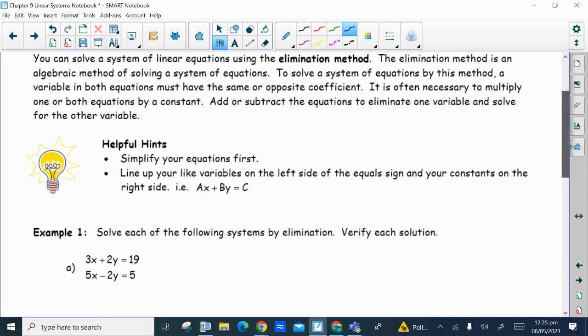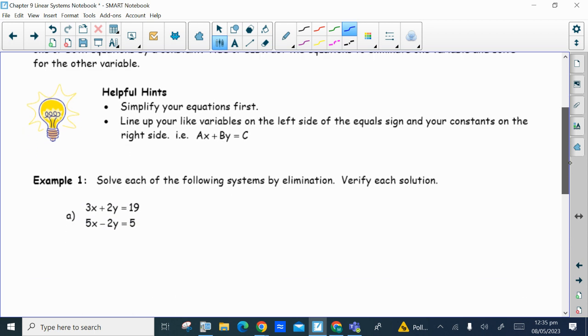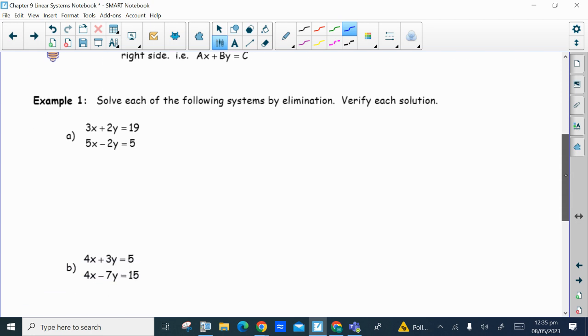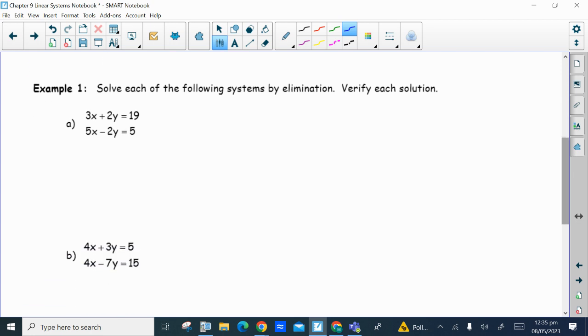So some hints: simplify equations first. Also line up like variables so that the two equations are in the same order. The terms are all in the same order. One suggestion is to put all the x's on one side equal to the constant on the other. You don't necessarily have to do that. That's just one suggestion. But you do have to line up all of the x's, all of the y's, and the constants.